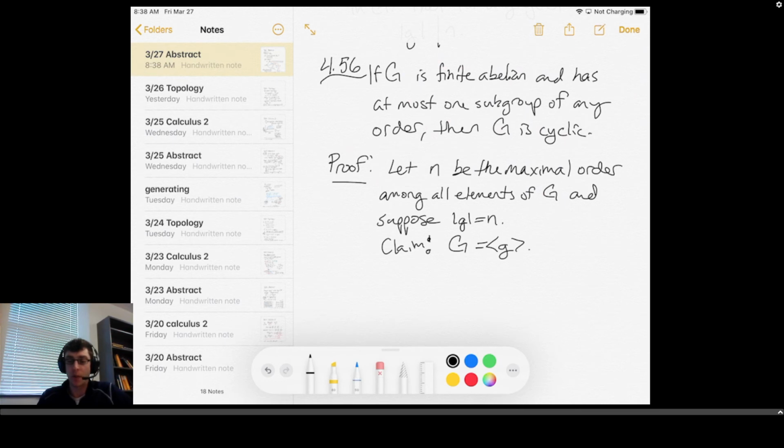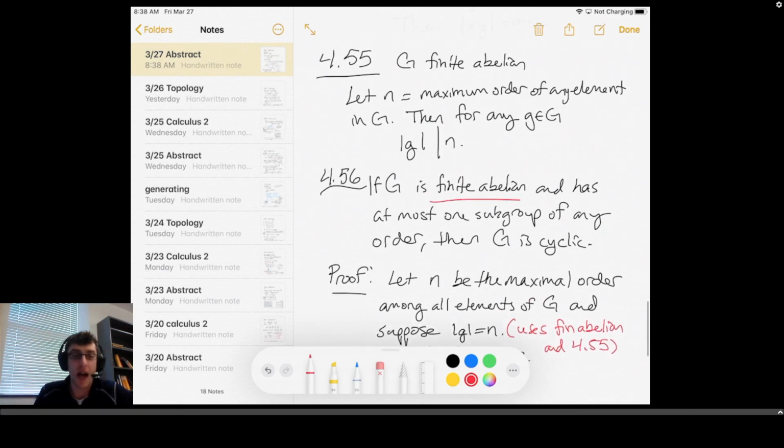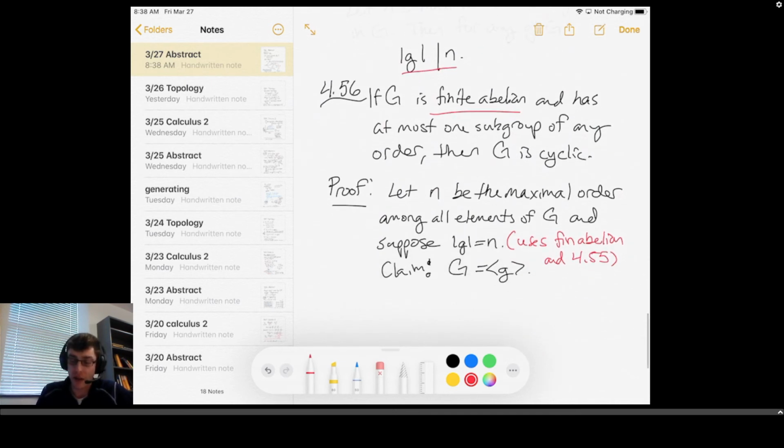Okay, so my suggestion to you was to use contradiction. What is the contradiction that we want? This is where we have to go back and think, what did we assume? One, we know it's finite abelian, and this is where it uses finite abelian and 455, because 455 relies upon your group being finite and abelian if we want to do this division. Right now this doesn't use 455, but it sets us up to use 455.